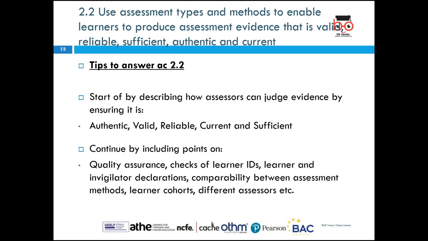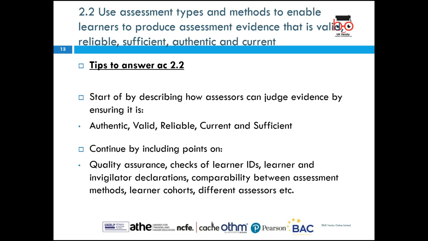I'd put in a paragraph to say this is how they judge evidence. They make sure it's authentic. What is authentic? What is valid, reliable, current, and sufficient? And then continue on with another paragraph or two and just talk about how quality assurance is done.